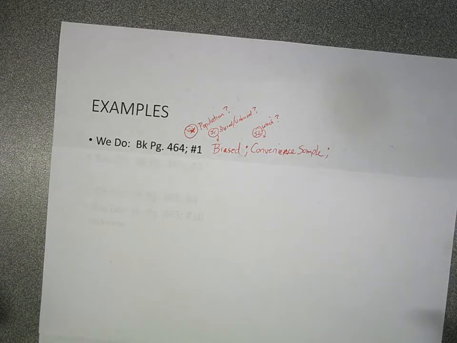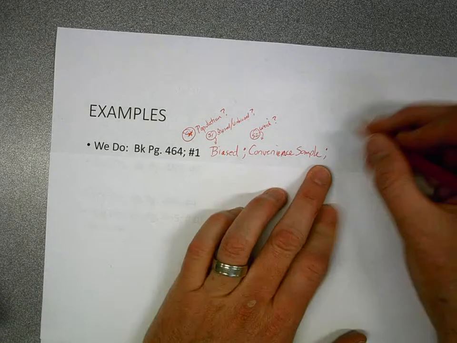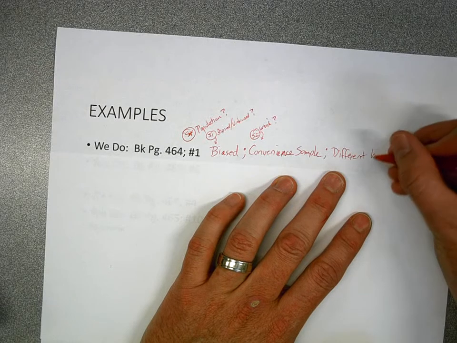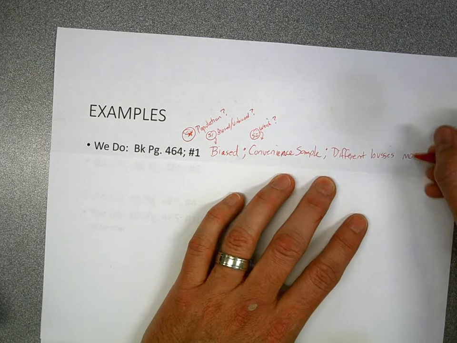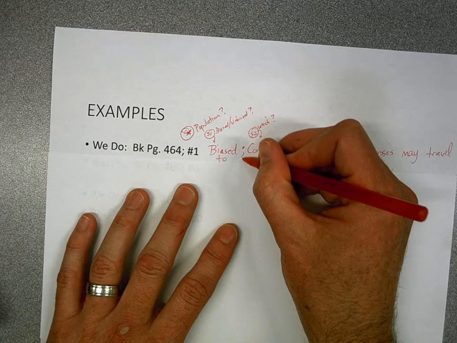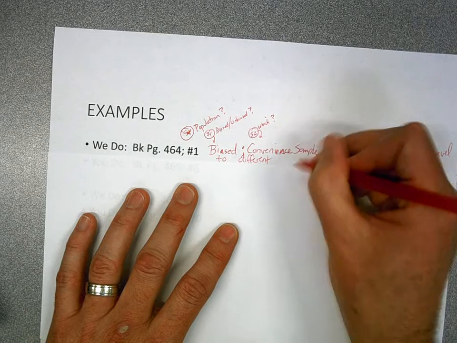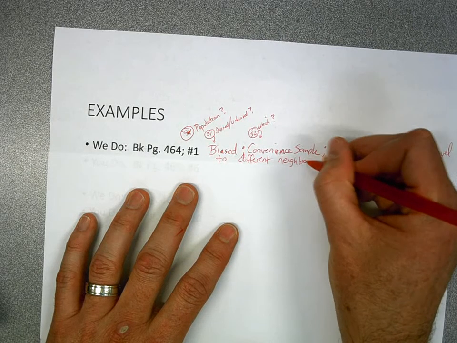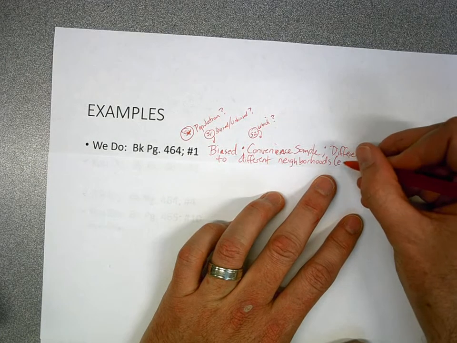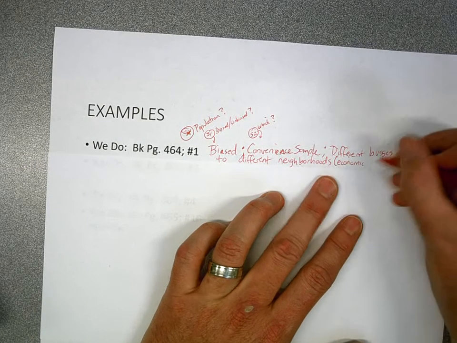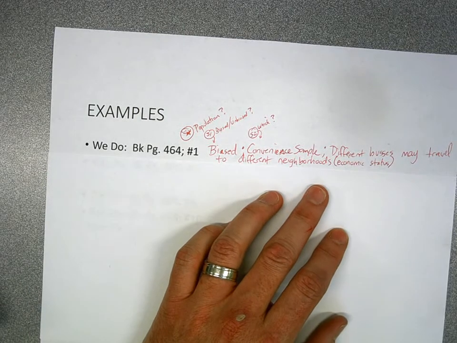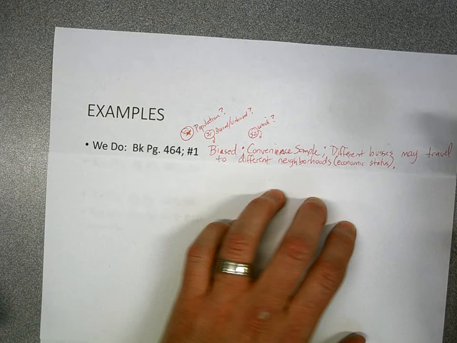So because of that, all right, I could put something like what I just said. Different buses may travel to different neighborhoods, and maybe in parentheses I could put economic status, meaning how much money the family has. And that, of course, could affect, like I said, if people bring their lunch or not.